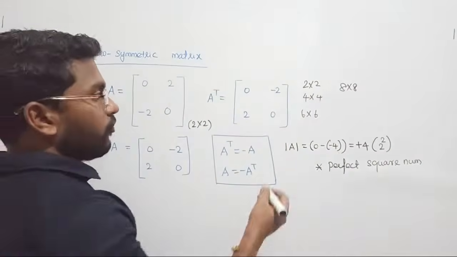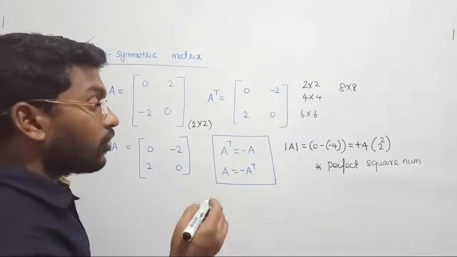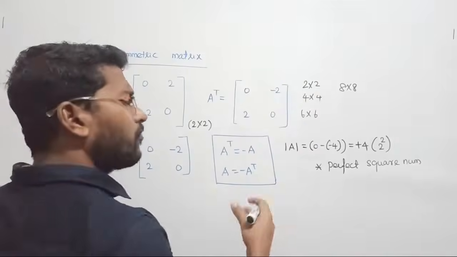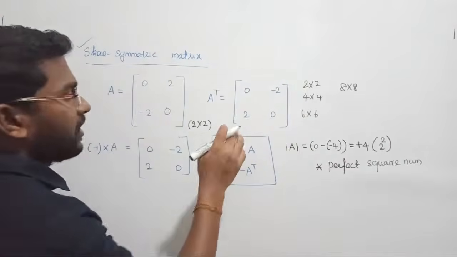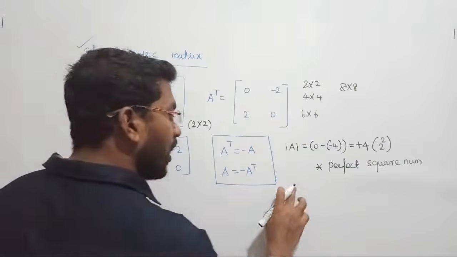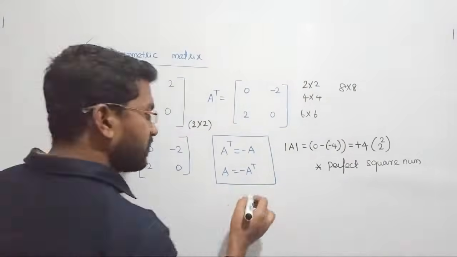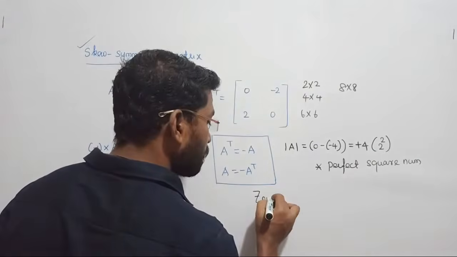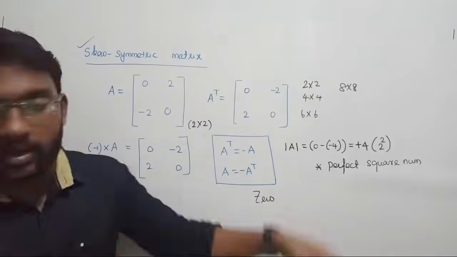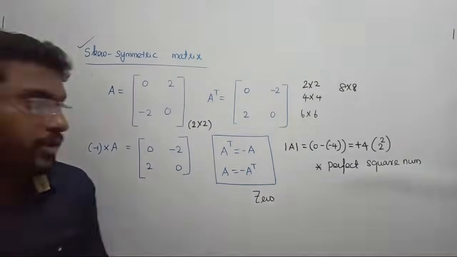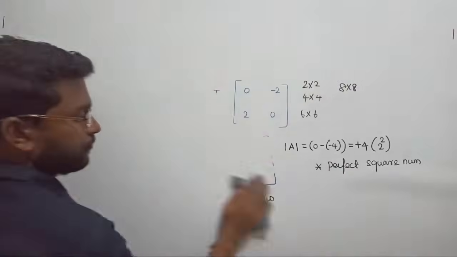Sir, if you are going with an odd number, then what will happen? Note it down; by solving problems you will come to know. Suppose the order of the matrix is odd, then the determinant of a skew symmetric matrix will be equal to 0. The determinant of a skew symmetric matrix of odd order will be equal to 0. Slowly you will come to know.